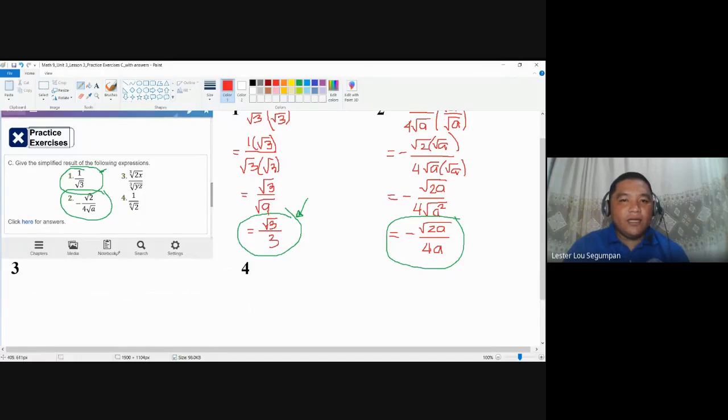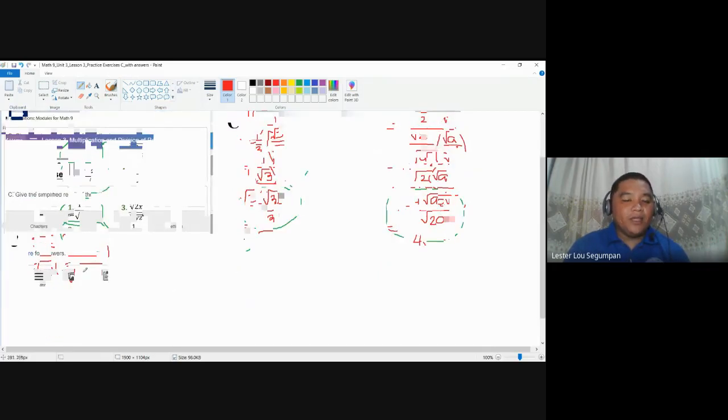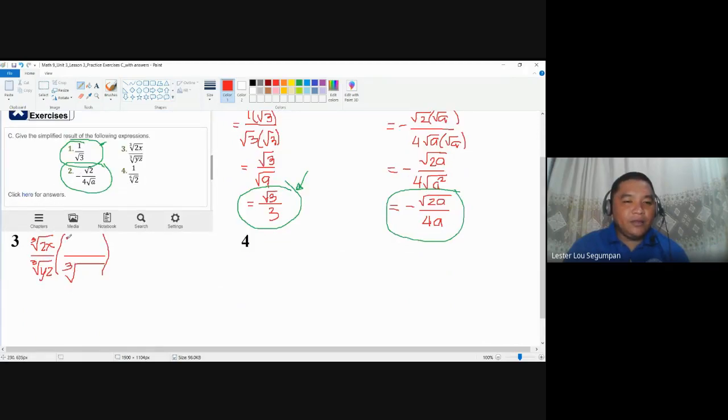Number 3 now is concerned with a cube root. Cube root of 2x over cube root of yz. So we are going to multiply here an expression equal to 1 in rationalizing. But since we have a cube root here, we will also be using cube root as our multiplier. Earlier, we used square roots and square roots because numbers 1 and 2 are both in square roots. Okay, so if this is cube root here, we're also going to use cube root in the numerator.